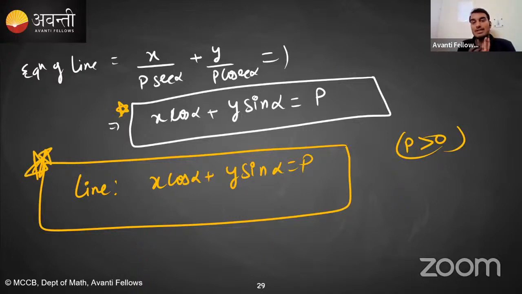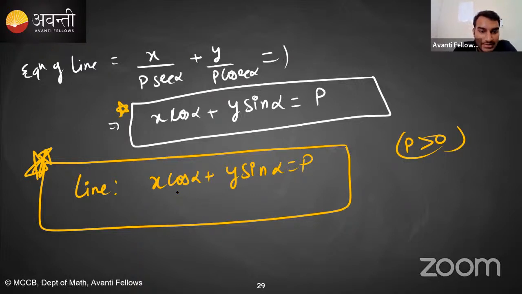For equation of a line which has perpendicular distance P from origin, and let's say alpha, this perpendicular is making 30 degree with the positive x-axis, right? So then easily you can find the equation of that line. Clear? Tell me quickly in the chat box, is this clear?